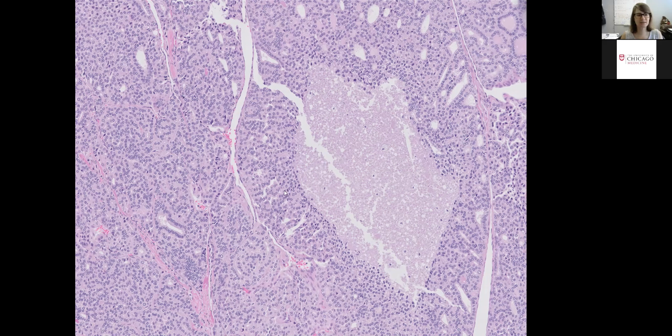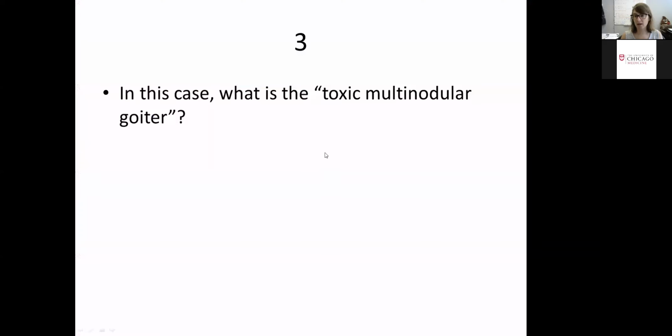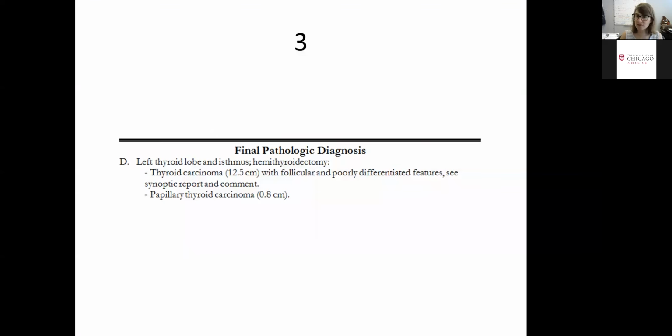So is this just a toxic multinodular goiter? This is way worse, all right? This is probably one of the worst thyroid cancers you can get, okay? So this is a thyroid carcinoma with follicular and poorly differentiated features. Poorly differentiated being solid growth, mitoses, necrosis, okay? When we do our thyroid histology lecture, we'll talk in more detail about poorly diff, but this is only one step below anaplastic, all right?